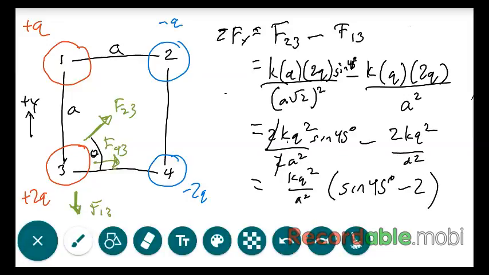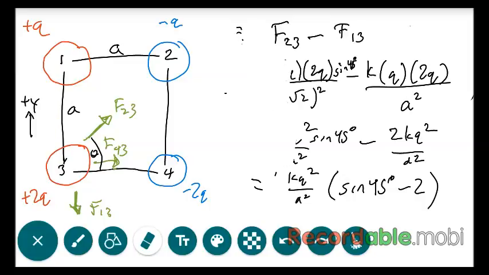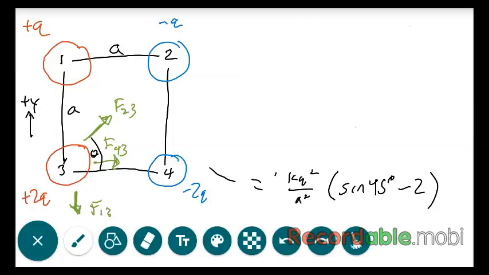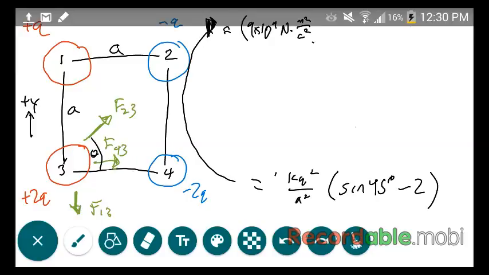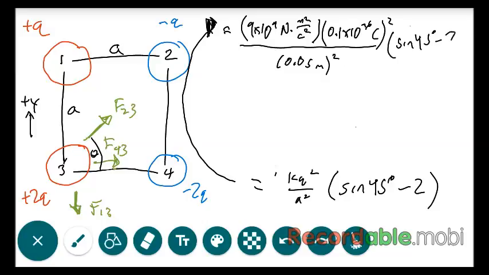So now we are going to plug in our numbers. I'm going to start erasing this stuff. Plugging in our numbers, I'm going to go back up here. Plugging that all into your calculator, you should get negative 0.047 newtons, and that is the force in the y direction.